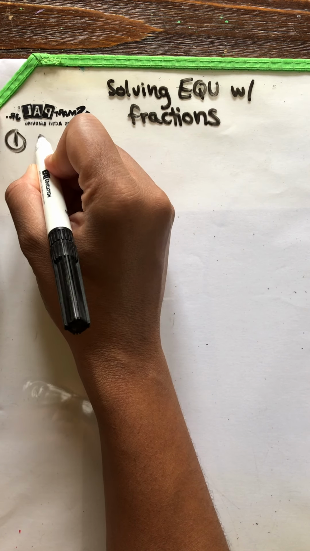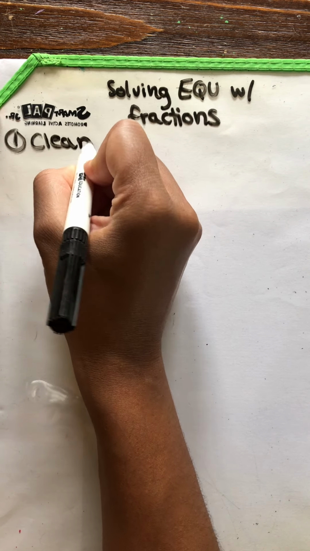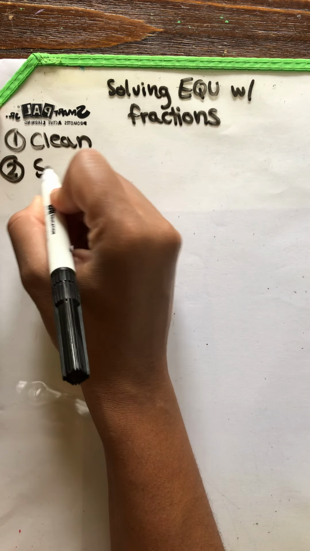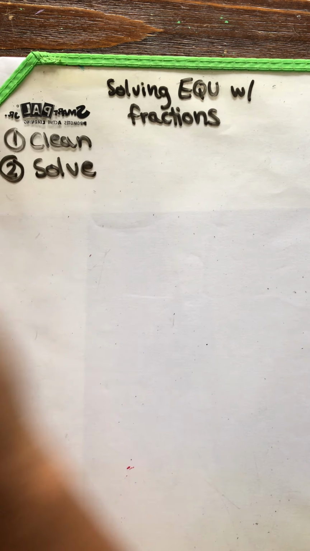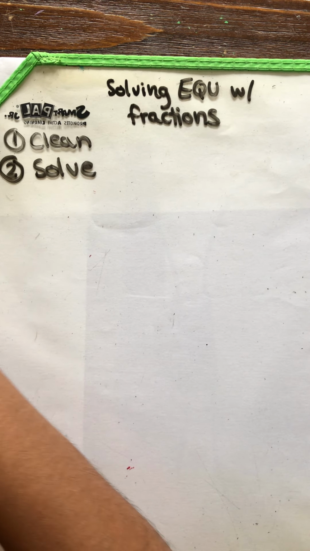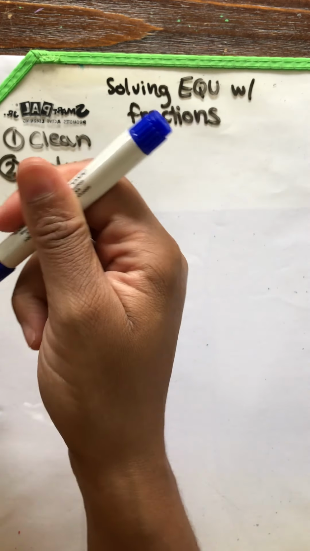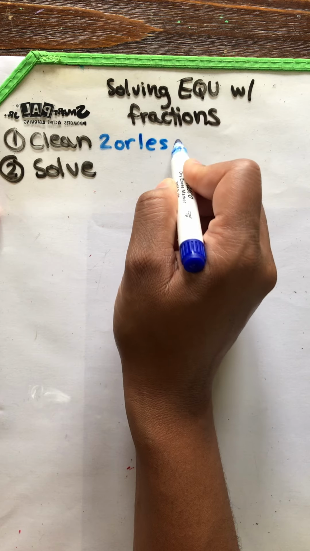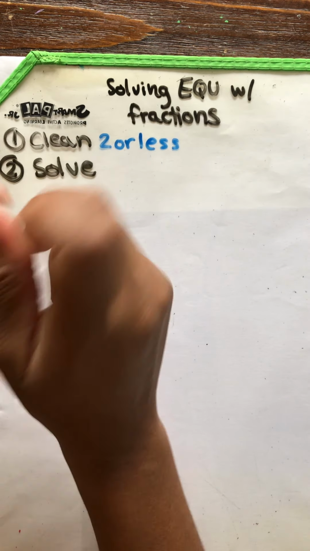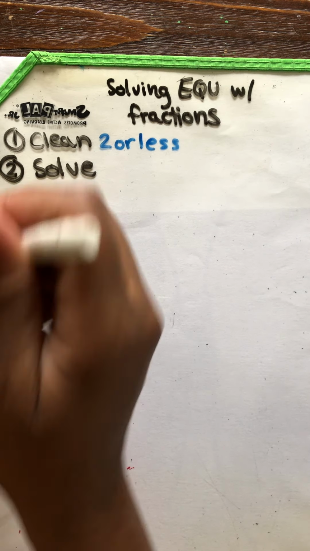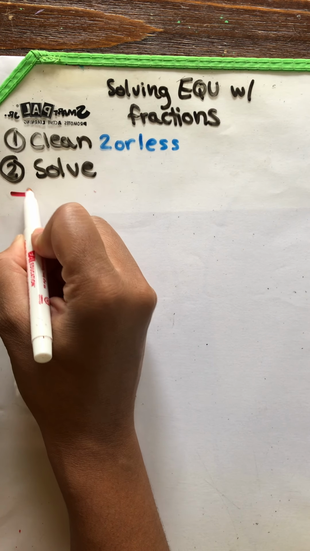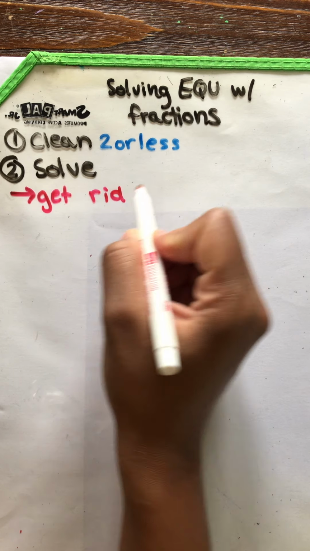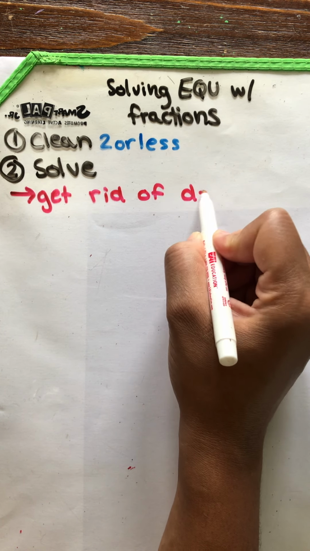Here are your steps. You need to clean by going down PEMDAS. In step 2, you need to solve by going opposite of PEMDAS. Now, don't forget that when we clean, we should have 2 or less terms on each side. All right, today we're going to add some steps on how to deal with our fractions. We are going to get rid of the denominator.